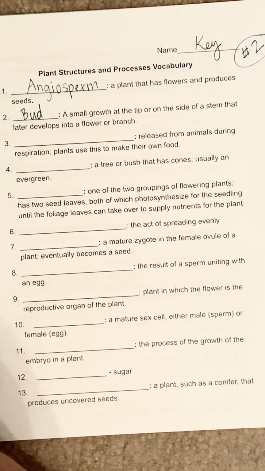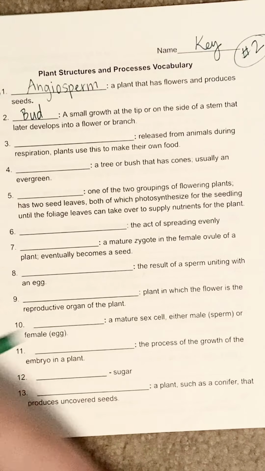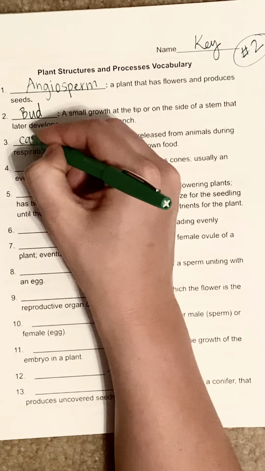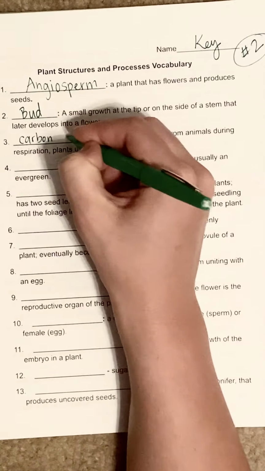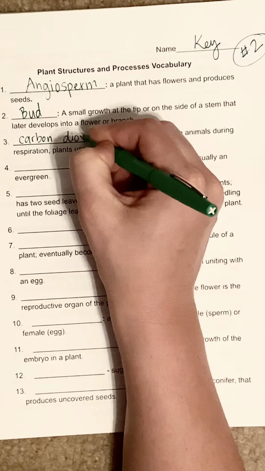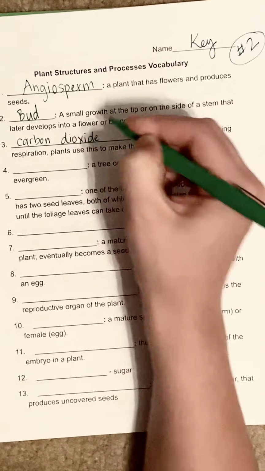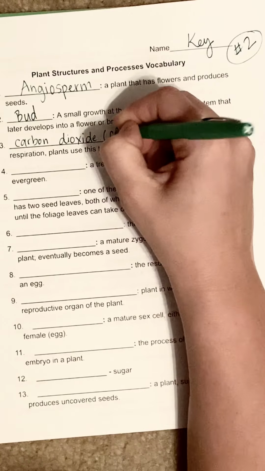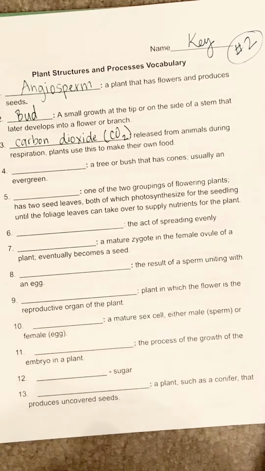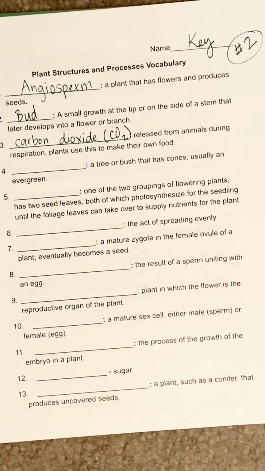Number 3, this is released from animals during respiration, and plants use this to make their own food. You should know this by now. It's going to be carbon dioxide. And hopefully you remember the chemical formula for that, which is going to be CO2. Either one would work.